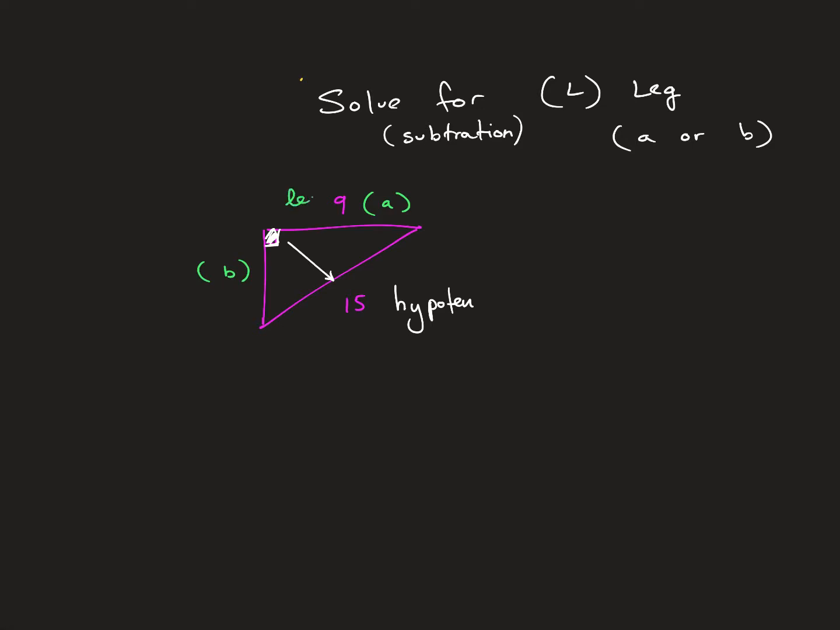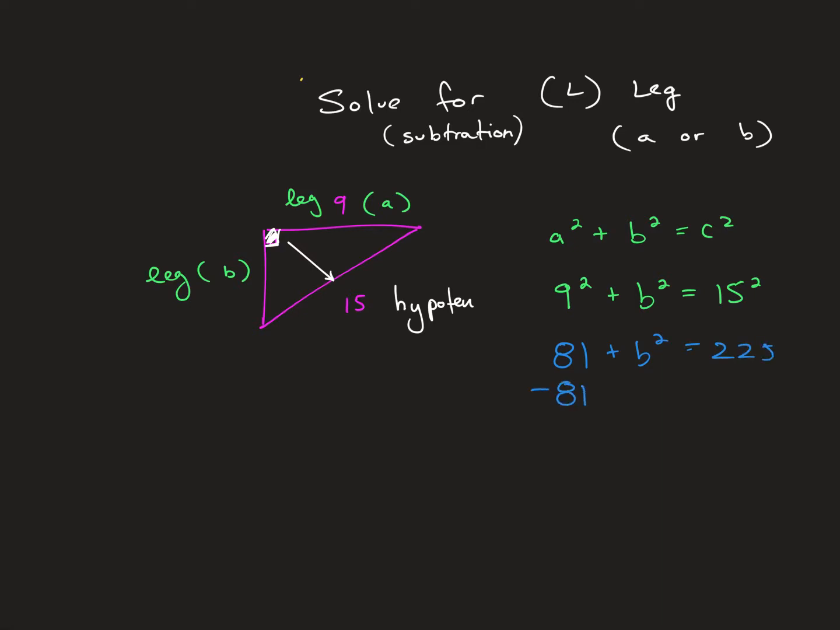We could call this the leg squared plus the leg squared. But let's just say A squared plus B squared is equal to C squared. You're going to hear that over and over. And let's say our A was 9, so we have 9 squared plus B squared. We don't know the leg, and that's equal to our hypotenuse, 15 squared. So I have 81 plus B squared is equal to 225.